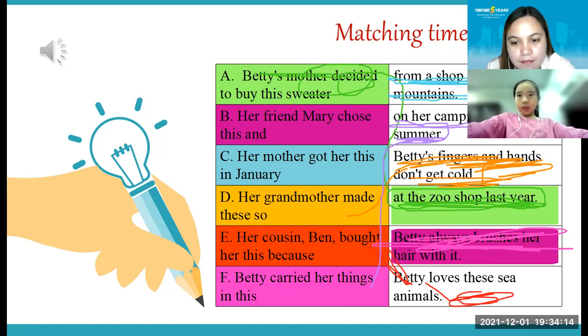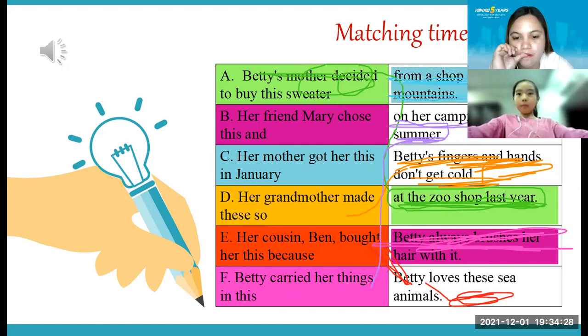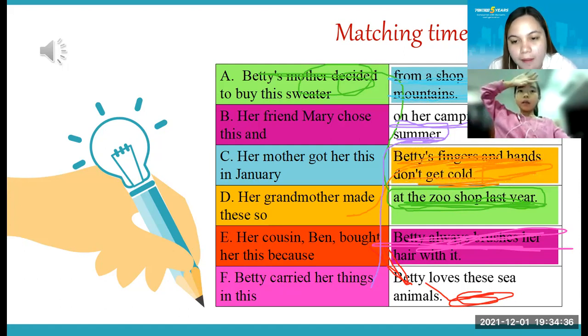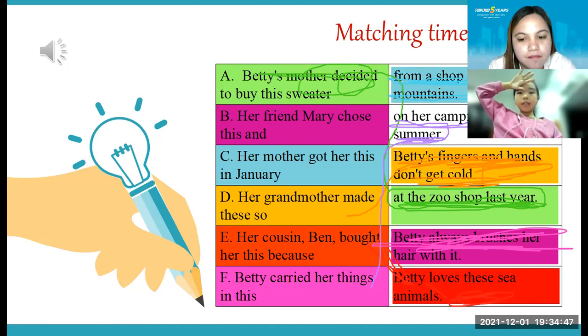Her mother got her this in January from a shop in the mountains. Very good. The grandmother made this so Betty's fingers and hands don't get cold. Mm-hmm. Her cousin Ben bought her this because Betty loved these sea animals. Mm-hmm. Betty carries her things in this on her camping holiday last summer.